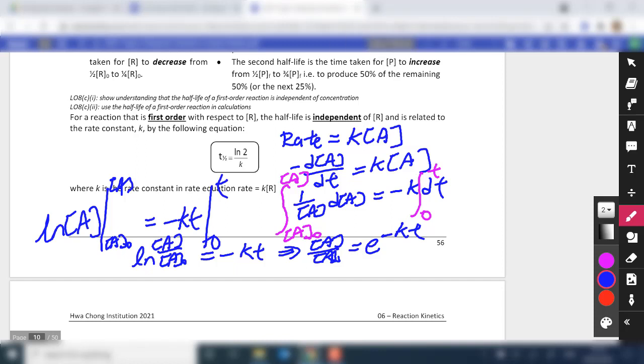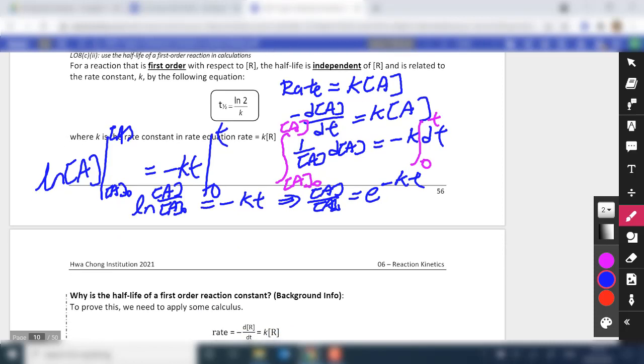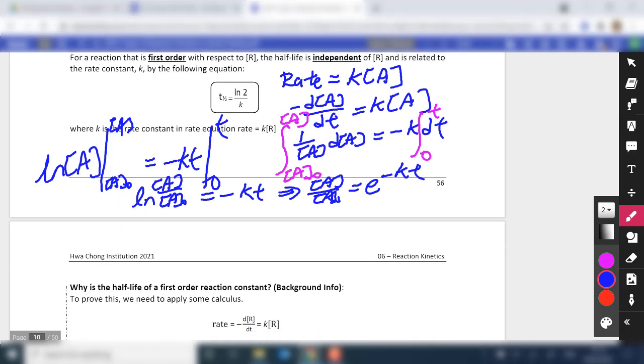Maybe I will stop here briefly. Moving on is not necessary, so I'll just stop at this stage and box this up first.